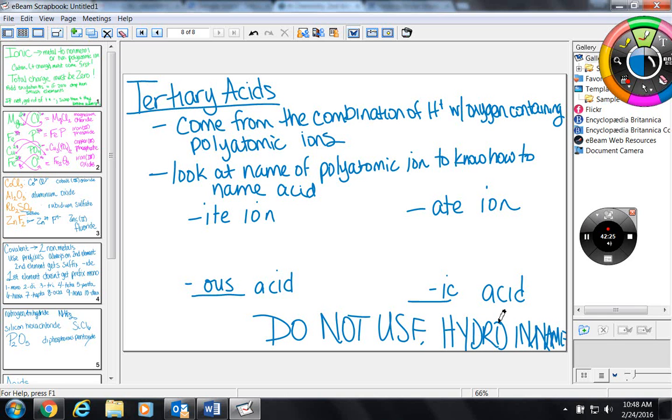Ite is to ous. Ate is to ic. You take off the ite and you put on ous. Don't use hydrogen. Take off the ate and you put on ic. Do not use hydro in the name.